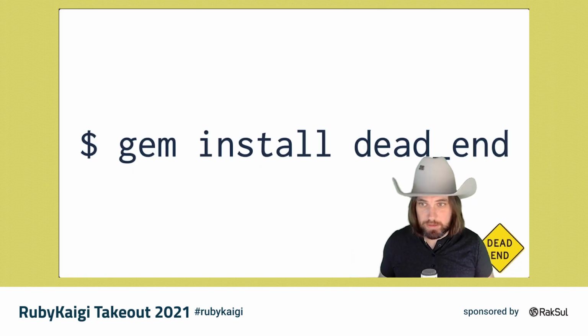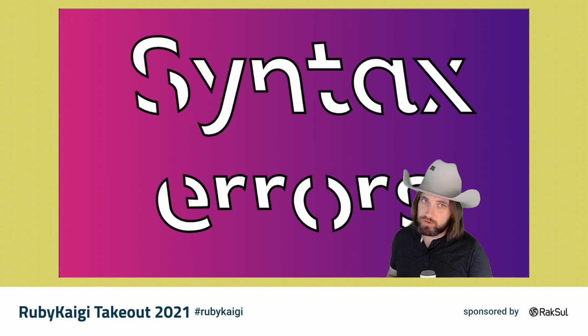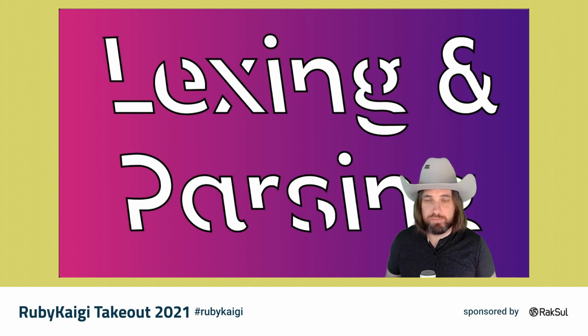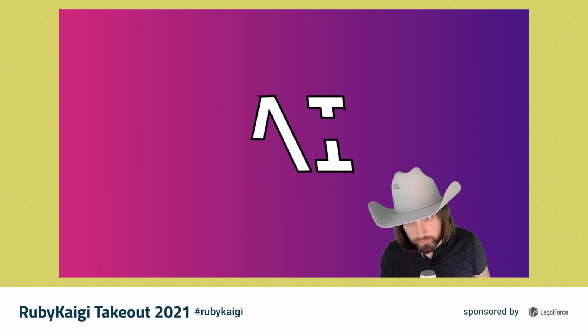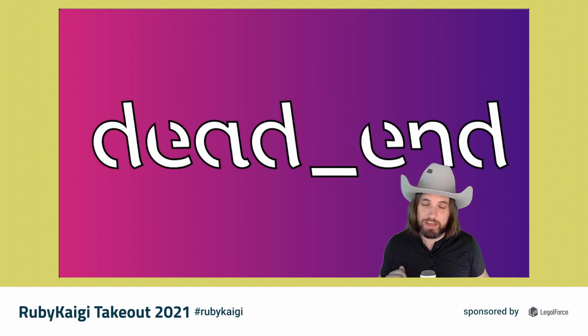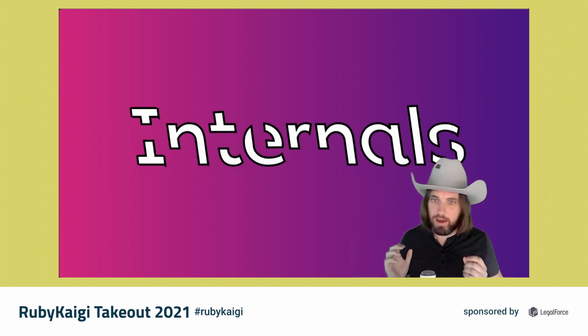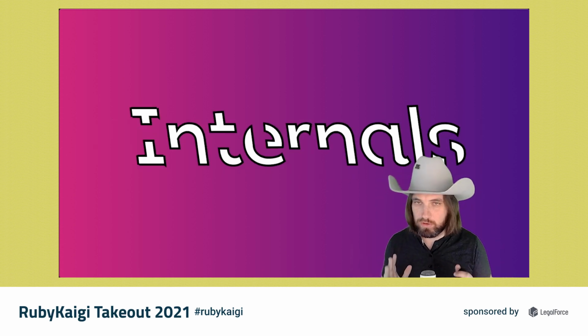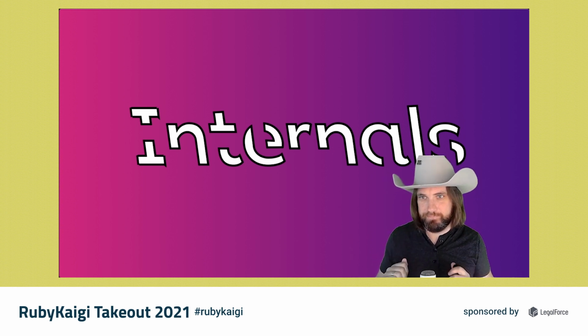All right, so today we're going to be digging into deadend. We're going to be looking at why syntax errors are especially difficult in Ruby, how to parse and lex code with Ripper, how AI pathfinding algorithms work, and we'll put those all together to build deadend at a high level, and then we will crack open the cover and see how it works at a low level. This is a warning. We're going to get technical. There's going to be a lot of code.